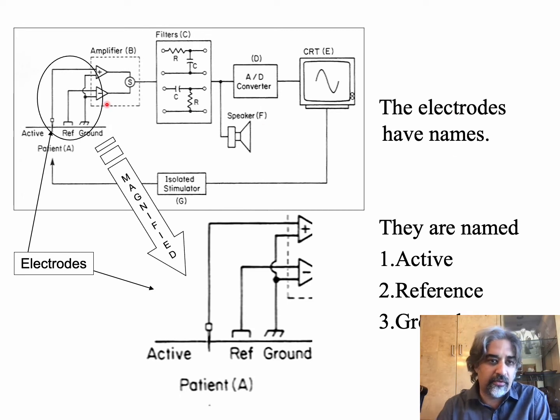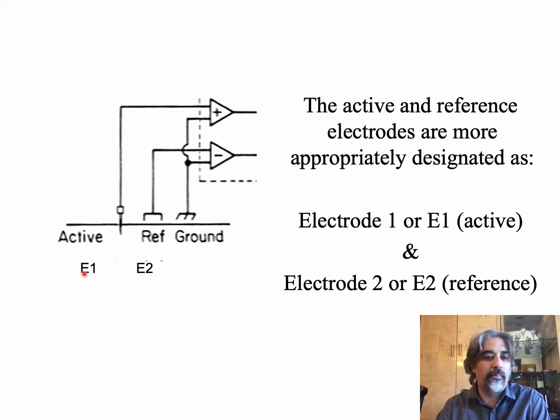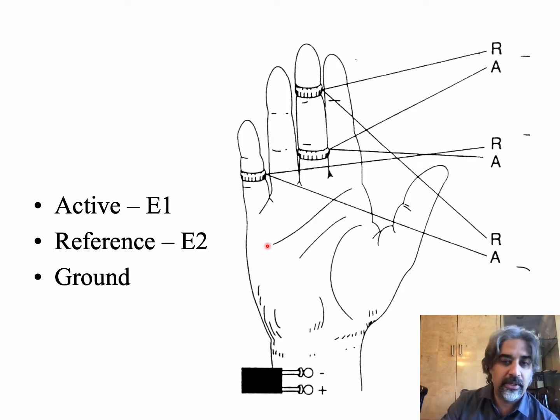Now if we look at the same picture from Dumitru, where we're looking at the electrodes here, you can see I tried to magnify them here. The electrodes have names called active, reference, and ground. However, more appropriate names would be electrode 1 and electrode 2 and ground, or E1, E2, and ground. Sometimes ground is referred to as G0 when people say G0, G1, G2. And G just refers to grid, which is from the old tube technology. So here we see an example of active, reference, and there would be a ground somewhere here.